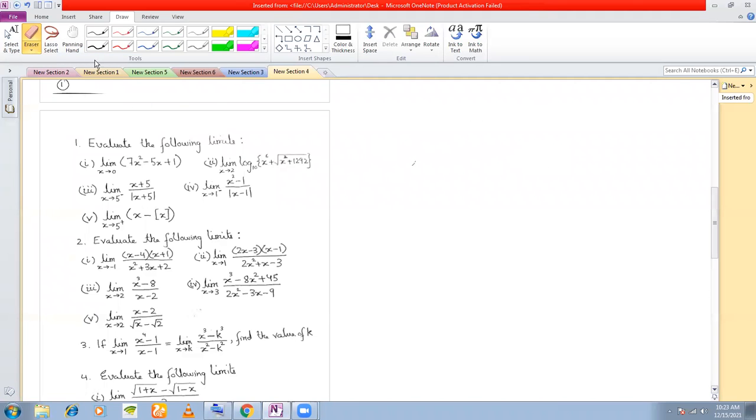Part 2. Again, we take L is equal to limit x tends to 2 of log to the base 10 of x to the power of 6 plus root over of, I think this is x square, x square plus 1292.